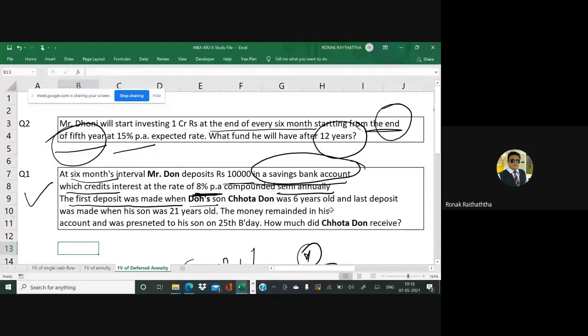How much did Chota Don receive? Try to understand this question. I'm keeping it open for everyone. Let's see how the timeline is looking, so that we'll be able to understand in a better way.